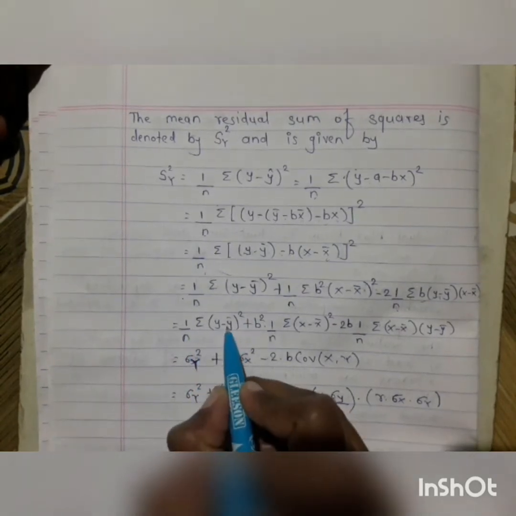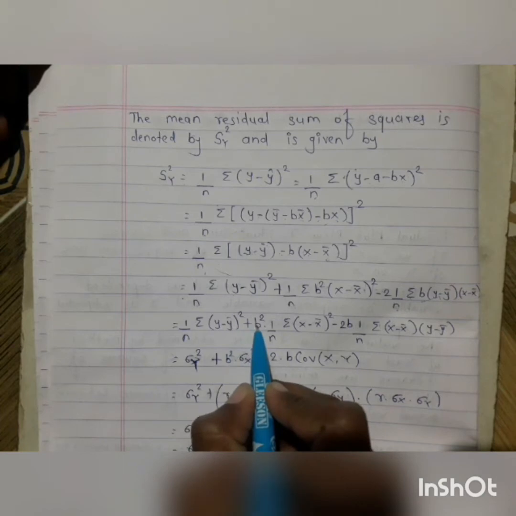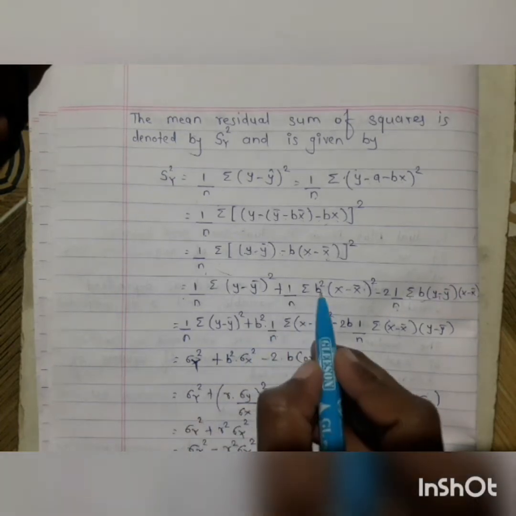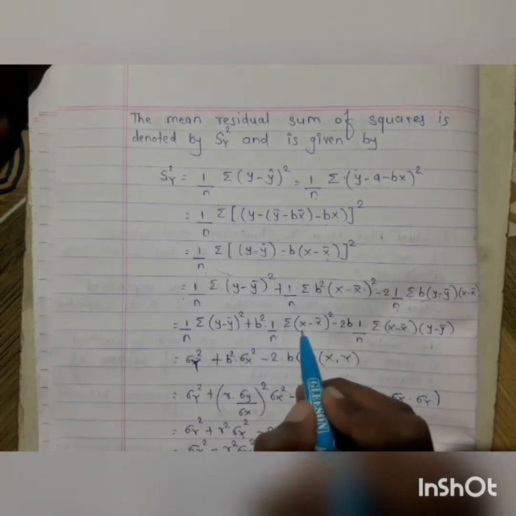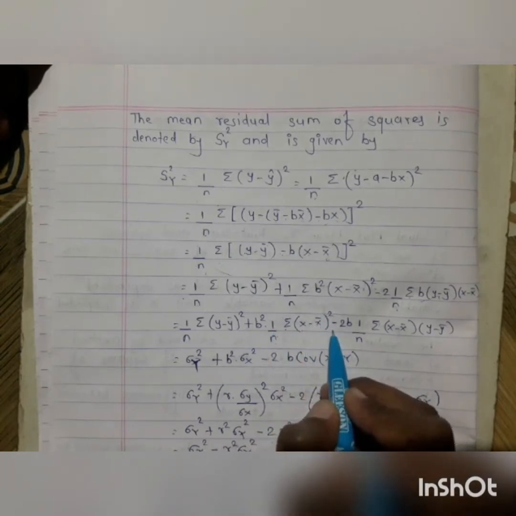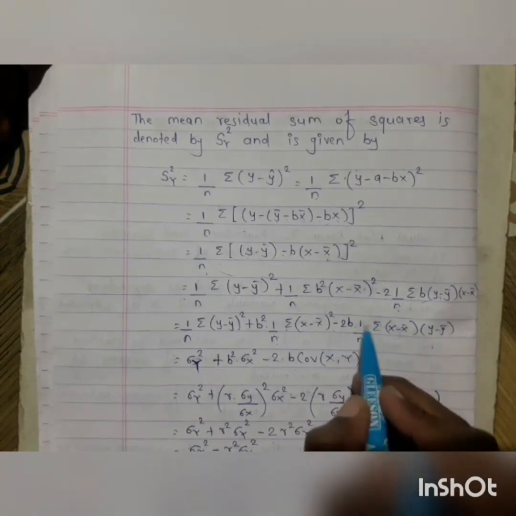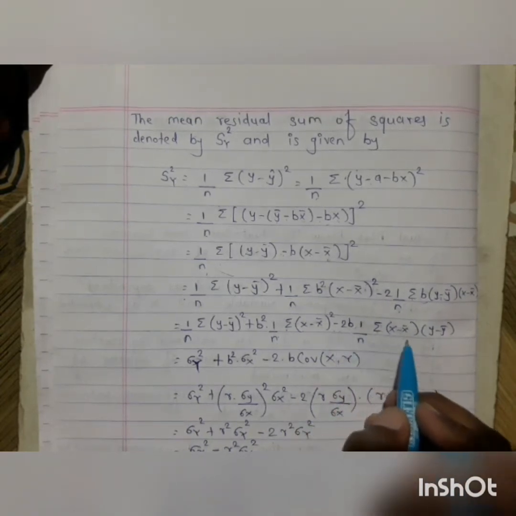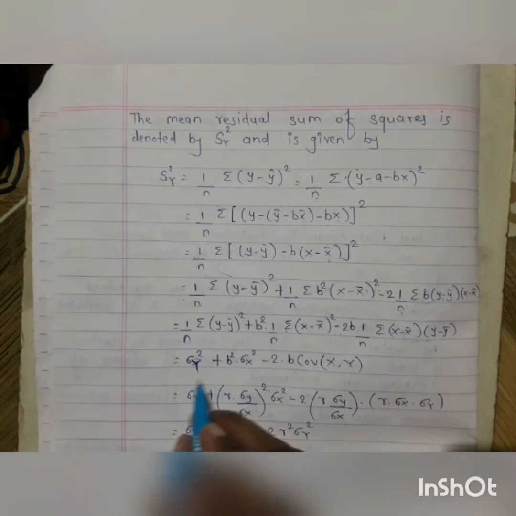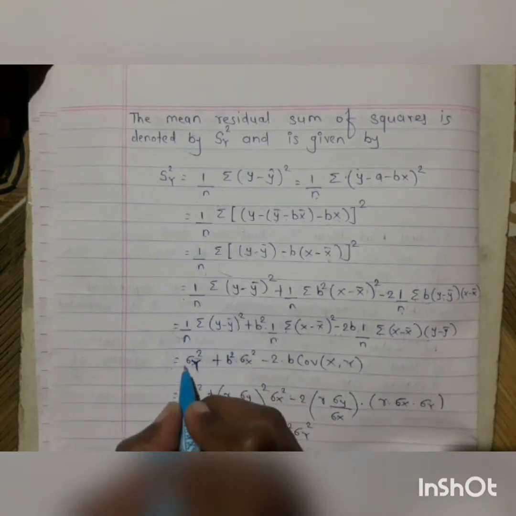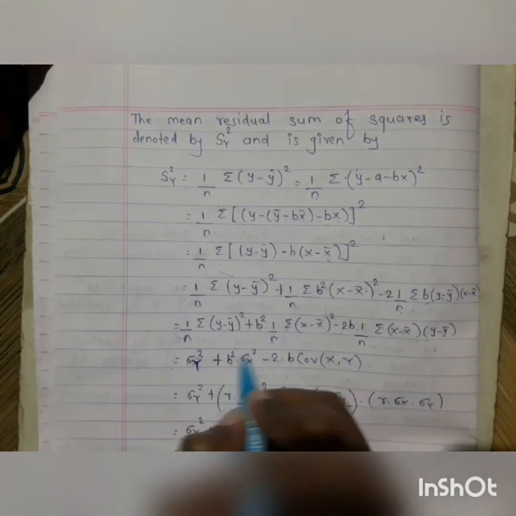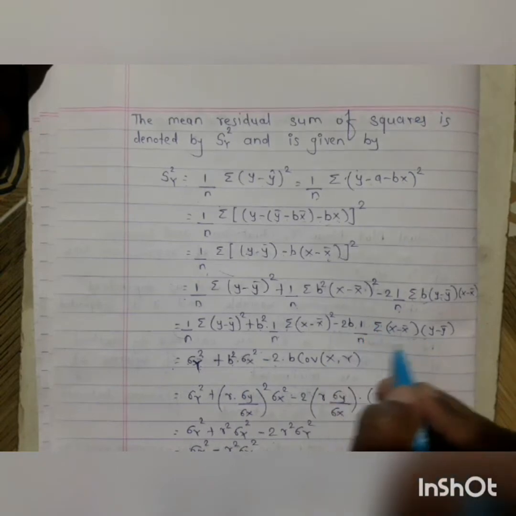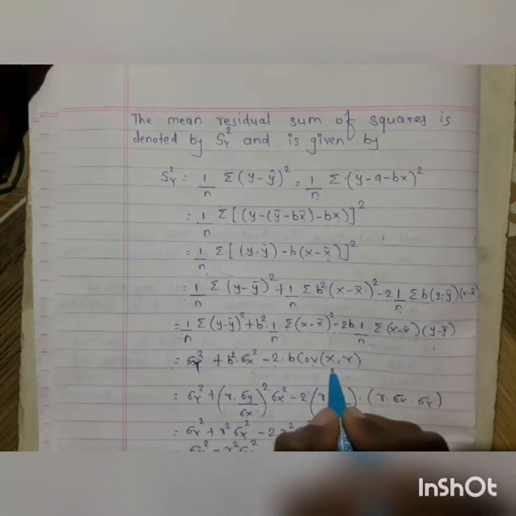is equal to 1 upon n summation (y minus y bar) square plus b square into 1 upon n. Take this b square outside the summation, 1 upon n summation (x minus x bar) square, which is equal to, again take this b outside the summation, 2b times 1 upon n summation (x minus x bar) into (y minus y bar), which is equal to, this term is nothing but sigma y square plus b square as it is, and this term is nothing but sigma x square minus 2, and this is covariance of x comma y.